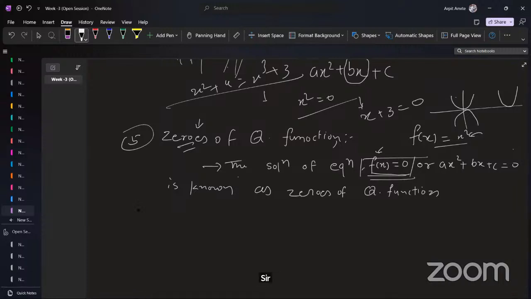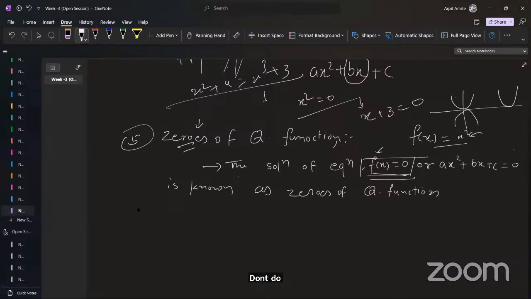Sir was discussing in the lecture different methods to find the roots or the solutions of the equation. Sir, which method do I have to use? I know the quadratic method, the square method. Okay, we will discuss that. Don't worry. Once we start solving the equation, we haven't come into the equation yet. We are discussing functions only.